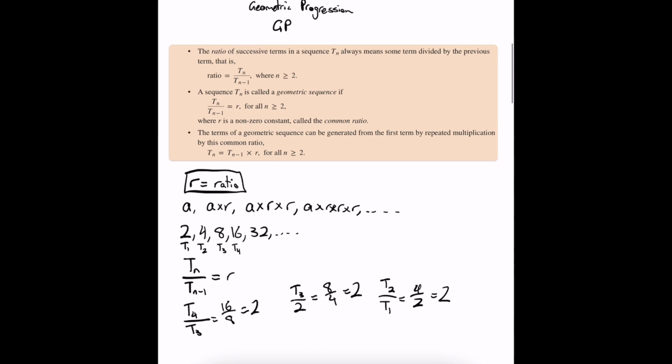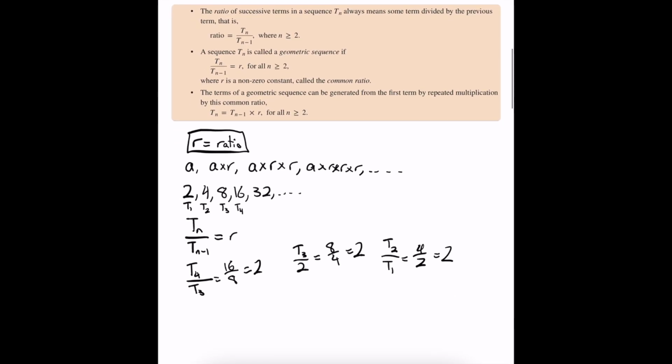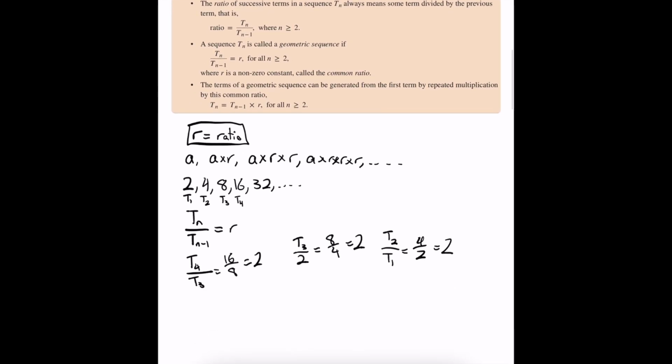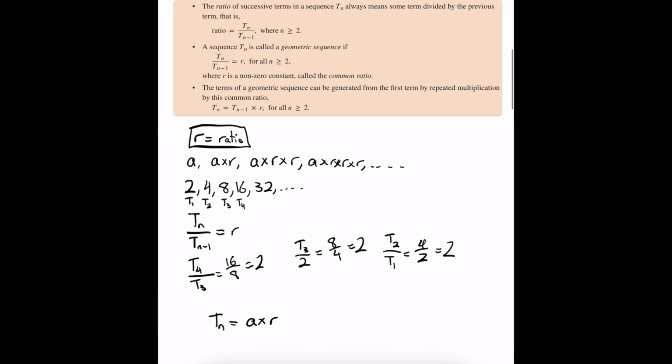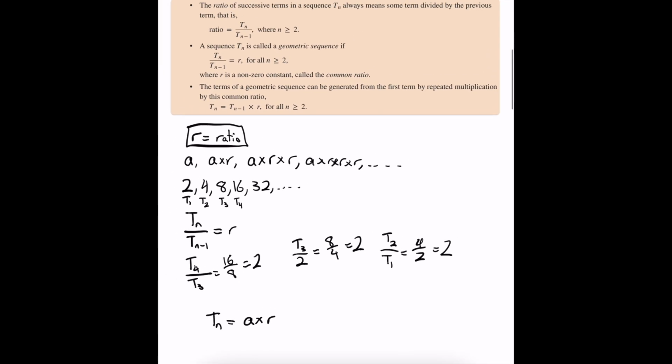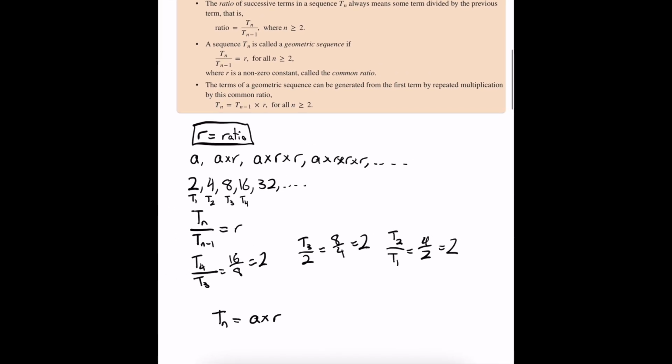So when we are concerned with the general formula for the nth term, we define it as the nth term being A, which is our first term, multiplied by the ratio raised to the power of n minus 1. So this is the formula for the nth term.